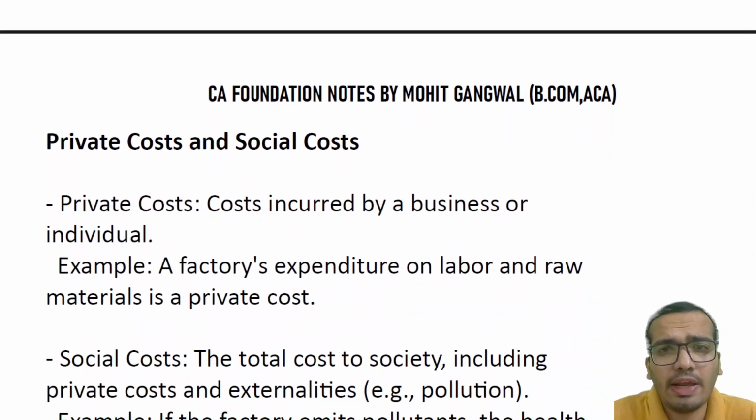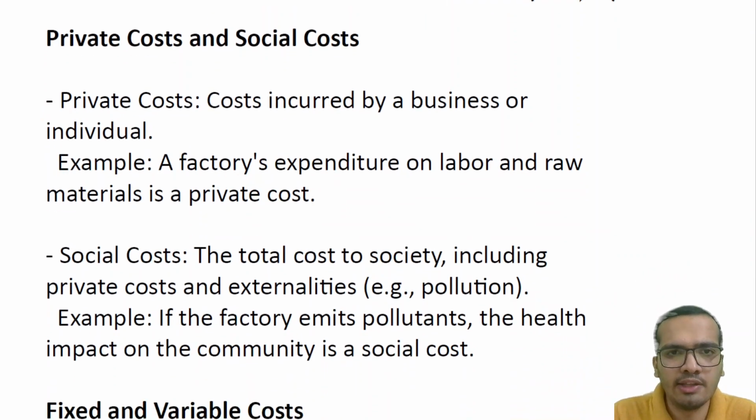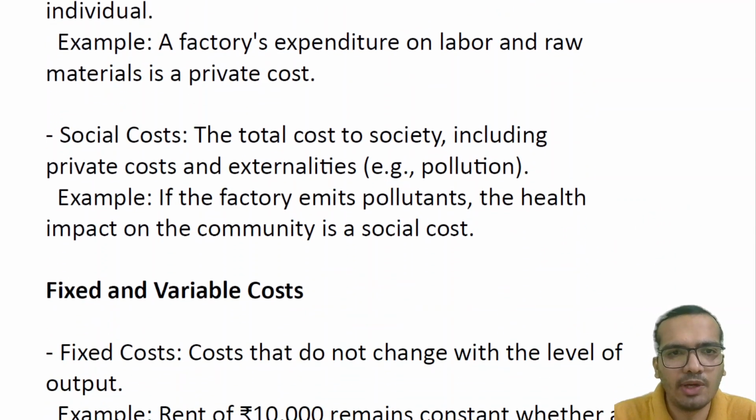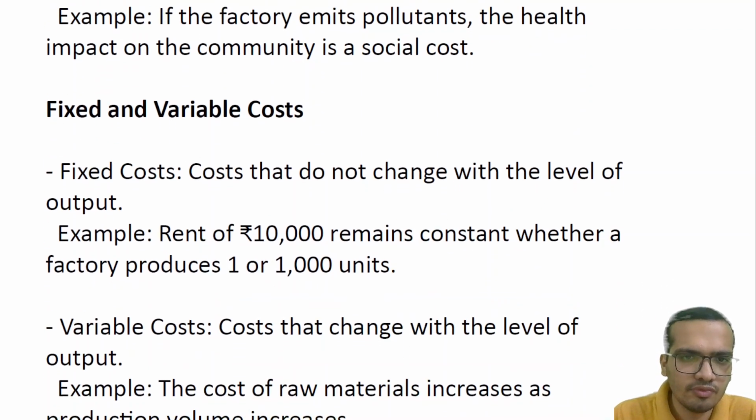Then comes private cost and social cost. Private costs are the costs incurred by a business or individual. A factory's expenditure on labor and raw material is a private cost. Then comes social cost, the total cost to society including private cost and externalities, could be pollution. Example, if the factory emits pollutants, the health impact on the community is a social cost.